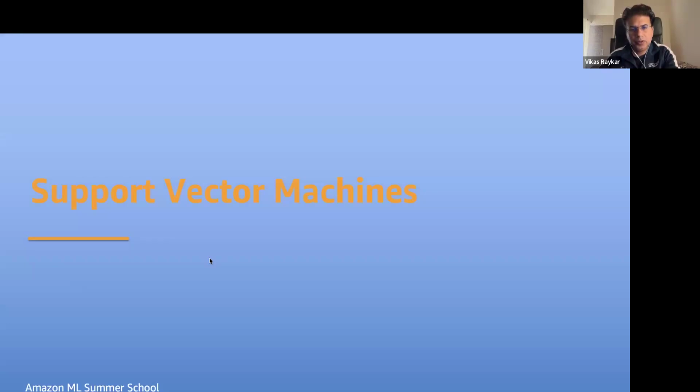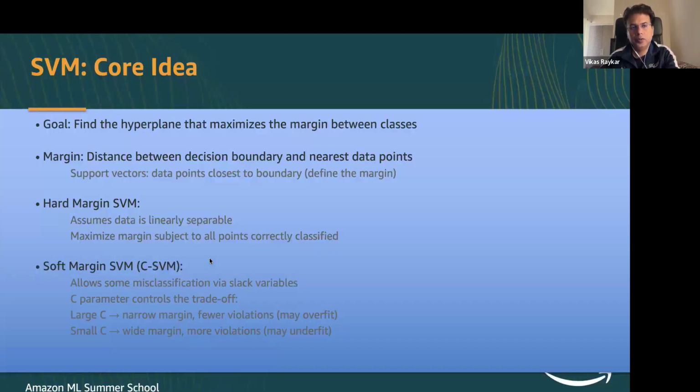So finally, we want to briefly touch upon SVMs. SVMs, though they were very popular at some point, these days are not that popular. But we'll just briefly touch upon the core idea of SVM, and we'll not go into details of how the algorithm is trained. The goal is to find the hyperplane that maximizes the margin between classes. The margin is defined as the distance between the decision boundary and the nearest data points. The support vector is a data point that is closest to the boundary, which defines the margin.